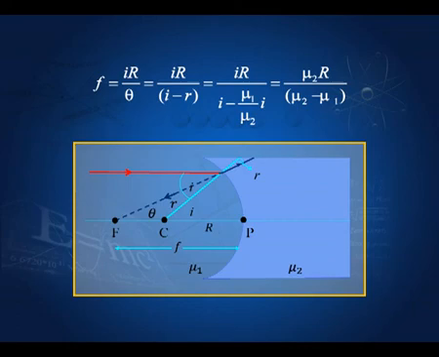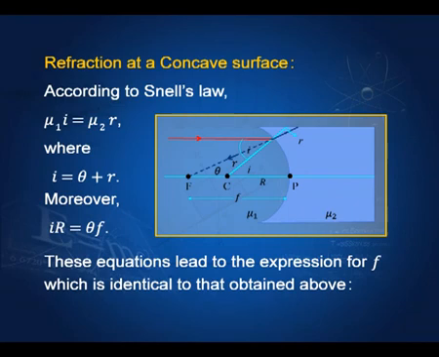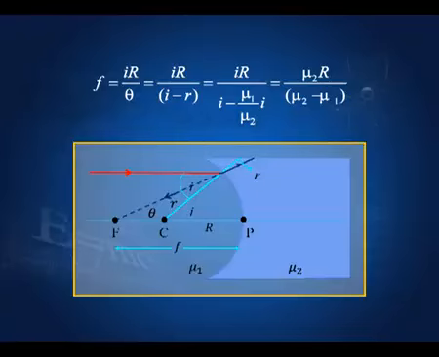And i is equal to theta plus r, and Snell's law is of course mu 1 times i is equal to mu 2 times r. You remember that we are taking small angles, so that sines of the angles are equal to the angles themselves. So, mu 1 i equal to mu 2 r, i equal to theta plus r, and this distance is i times r, or it is theta times f. So, i times r is equal to theta times f. We have these equations, and from these equations you can easily see we get f equal to mu 2 r by mu 2 minus mu 1 as before.